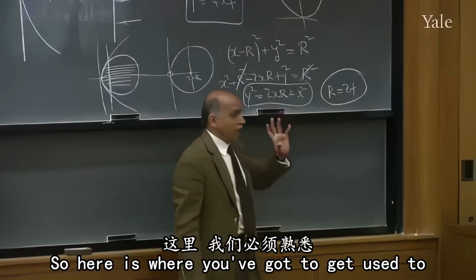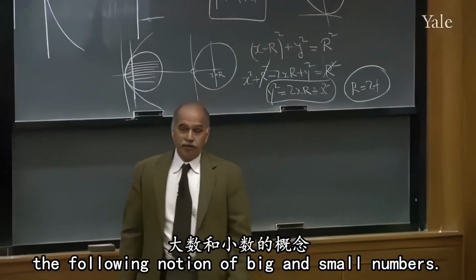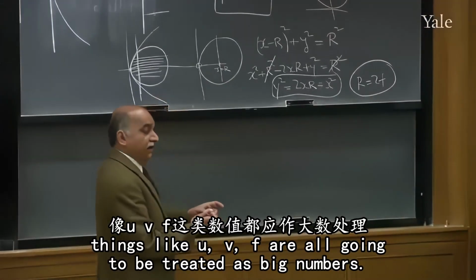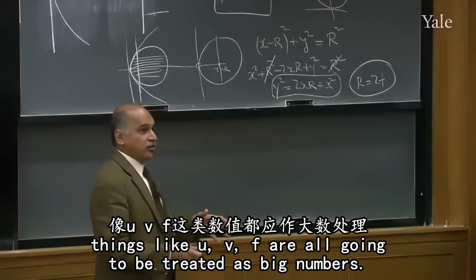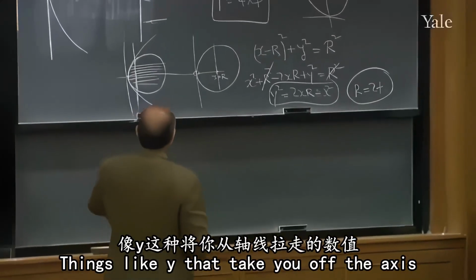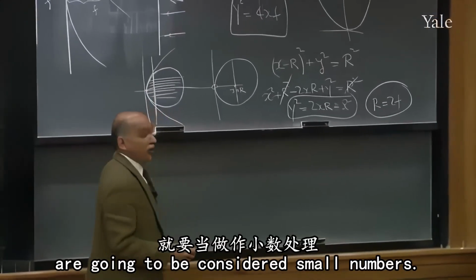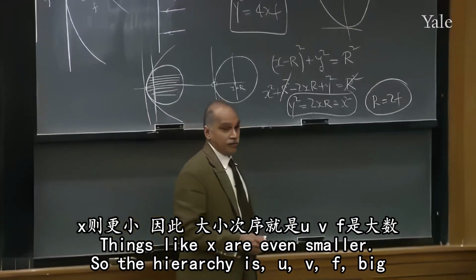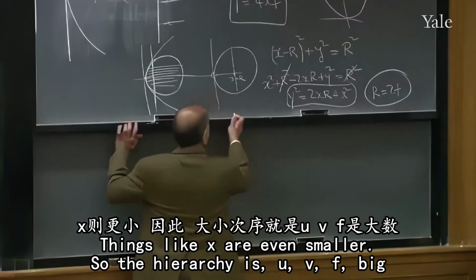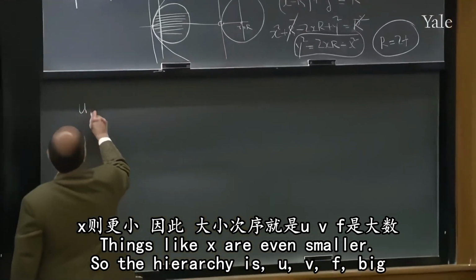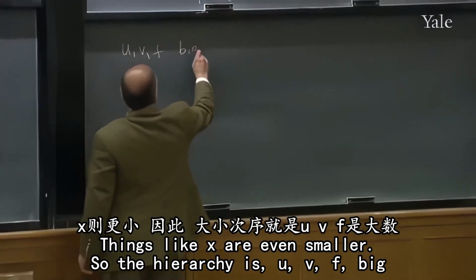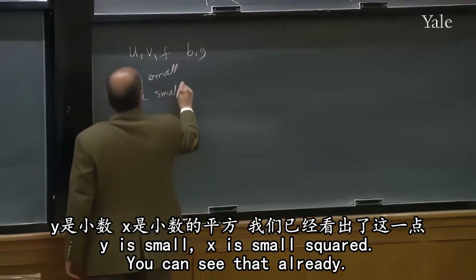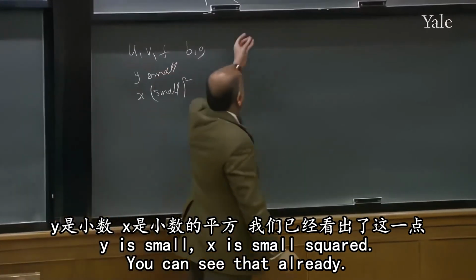So here's where you got to get used to the following notion of big and small numbers. Whenever you deal with a mirror or a lens, things like u, v, f are all going to be treated as big numbers. Things like y that take you off the axis are going to be considered small numbers. Things like x are even smaller. So here's a hierarchy. U, V, F, big. Y is small. X is small squared.